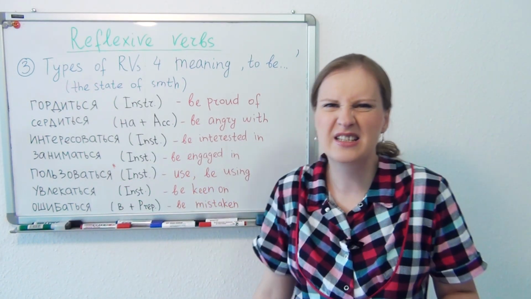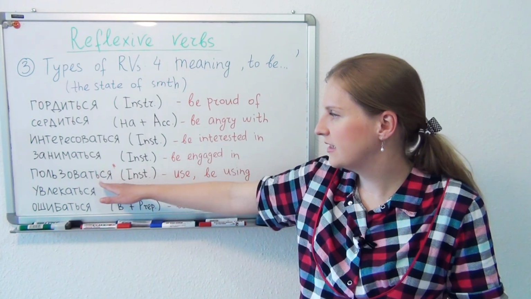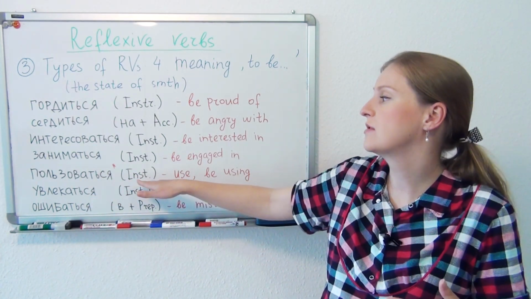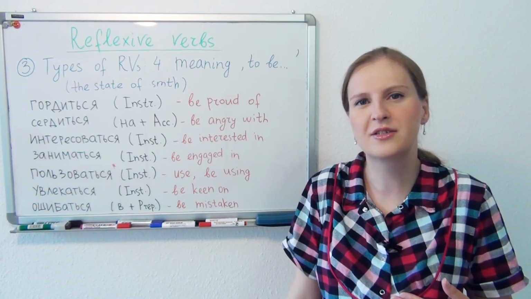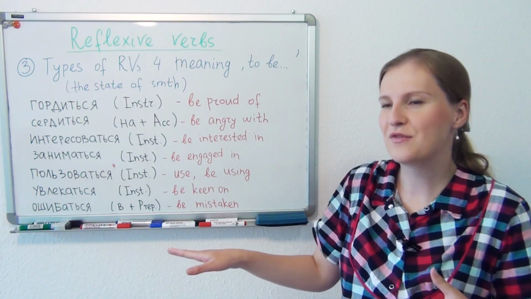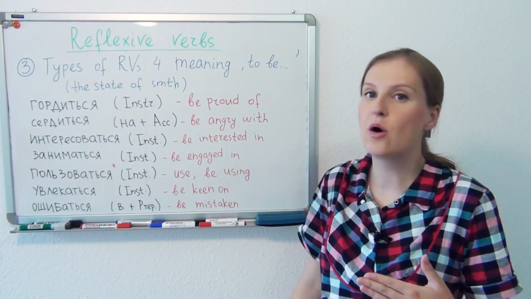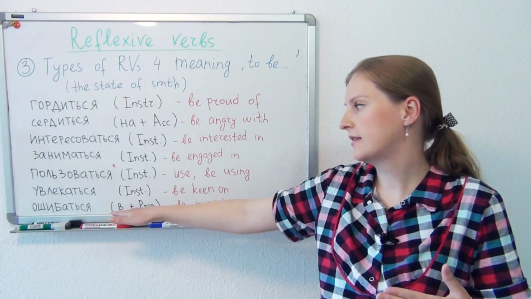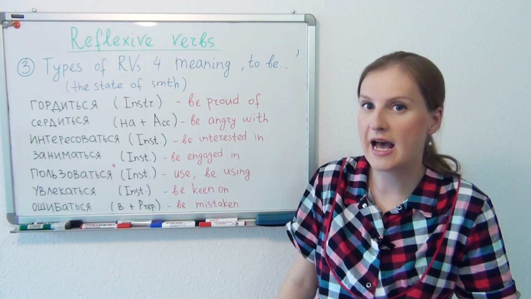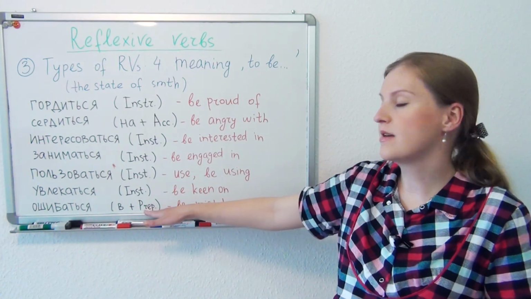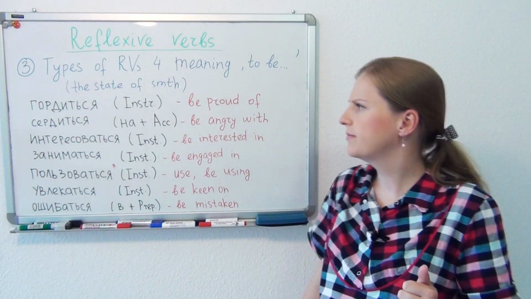Here we don't actually have the translation of to be with an adjective, but this verb should be here because after it we also use the instrumental case, and, well, it's used here somehow. So let's remember it in this verb group. Увлекаться. Instrumental case. Be keen on. Ошибаться. After it we use the preposition в and then the noun, the object in the prepositional case. To be mistaken.